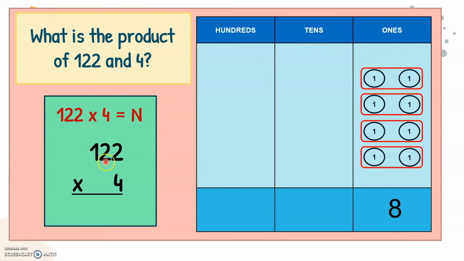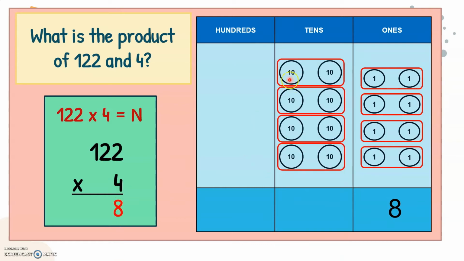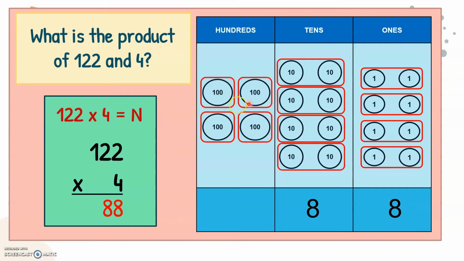Next is the tens place value. 2 times 4, since we are in the tens place value, it means we have 4 groups of 2 tens. So let's count. 1, 2, 3, 4, 5, 6, 7, 8. And the answer is 8 tens. And the last part is the hundreds place value. 1 times 4, since we are now in the hundreds place, it will be 4 groups of hundreds. So let's count.